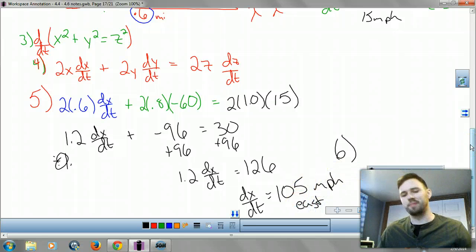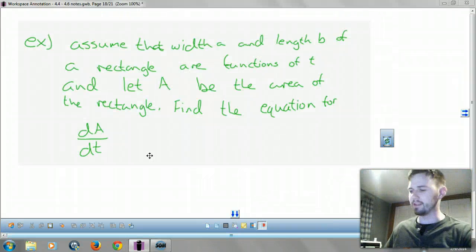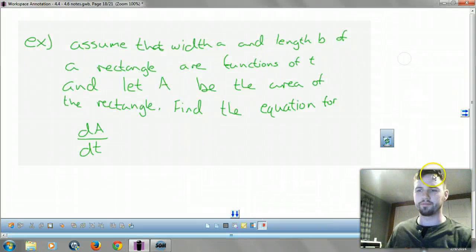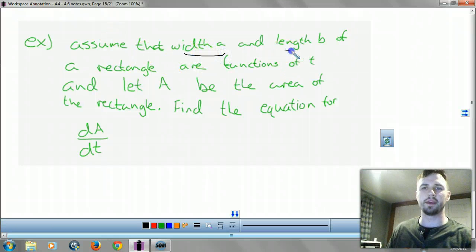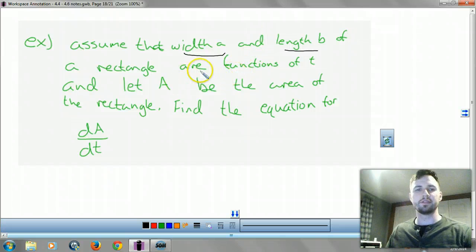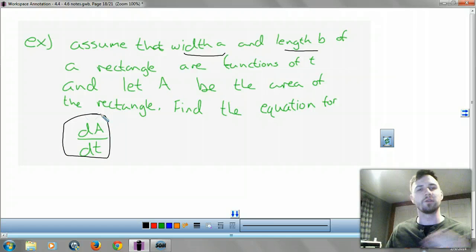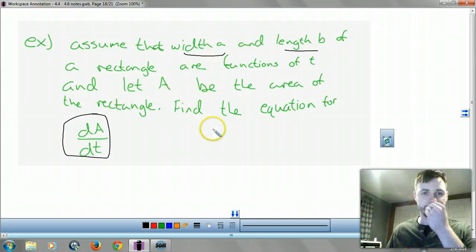Woo-wee! Okay. Alright, Calc kids, another example for you. Suppose you have a width a and length b of a rectangle, and the functions are functions of t in terms of time, and let A be the area of the rectangle. Find the equation for dA in terms of time.